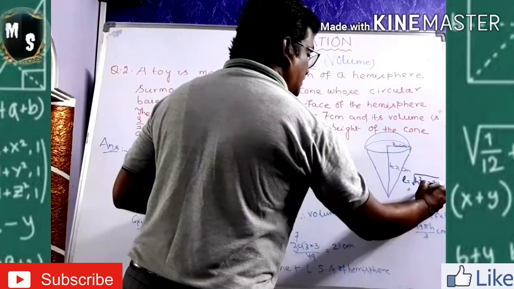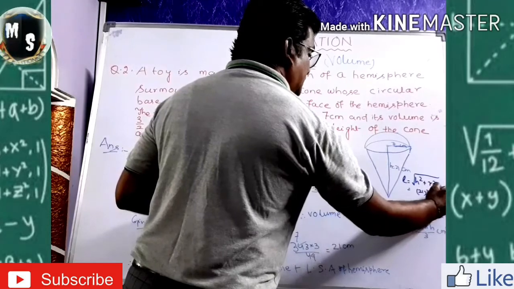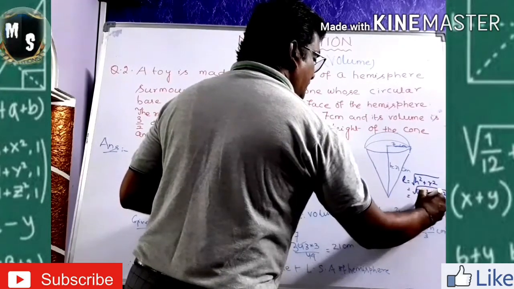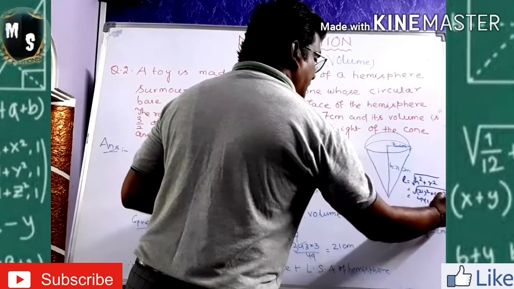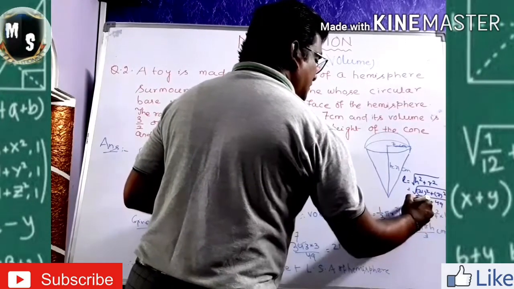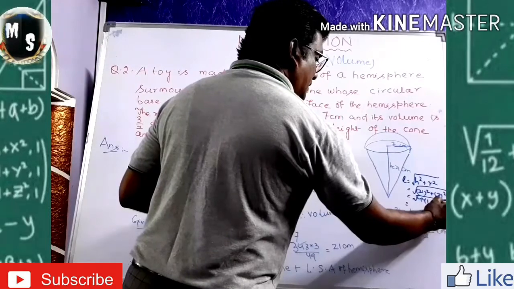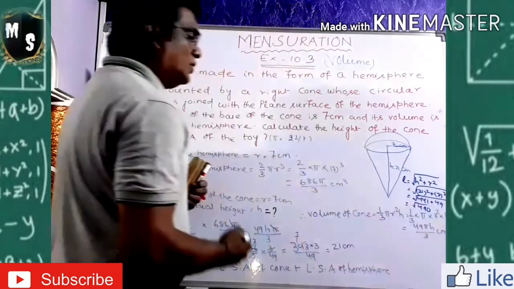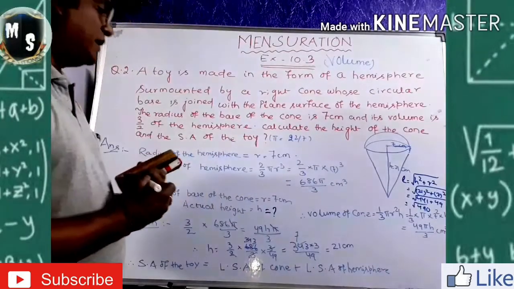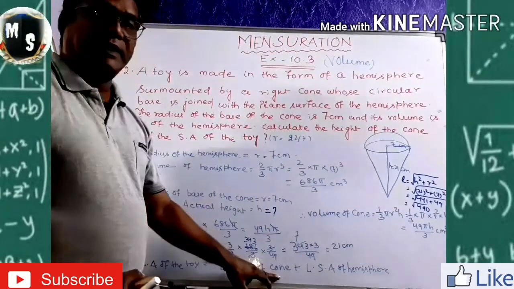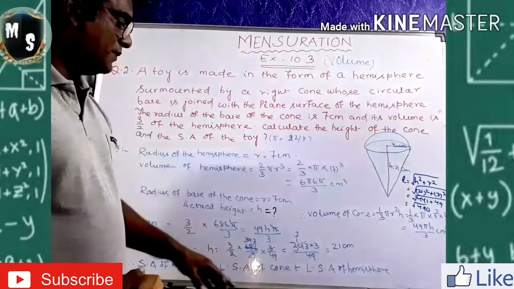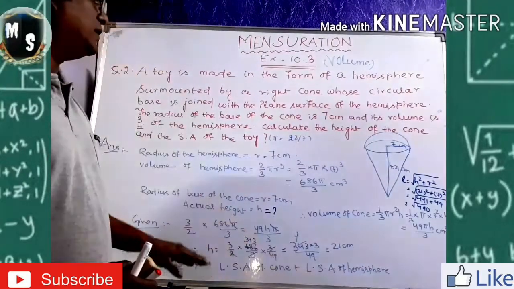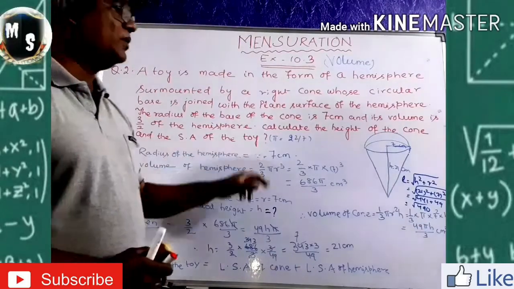Then it is the square root of 21 square plus 7 square. That is how much? 441 plus 49, which is equal to the square root of 490. So find out the L. After getting the L, find out the LSA of the cone, then find out the LSA of the hemisphere by putting the formula, and add these two to get the desired surface area of the toy.